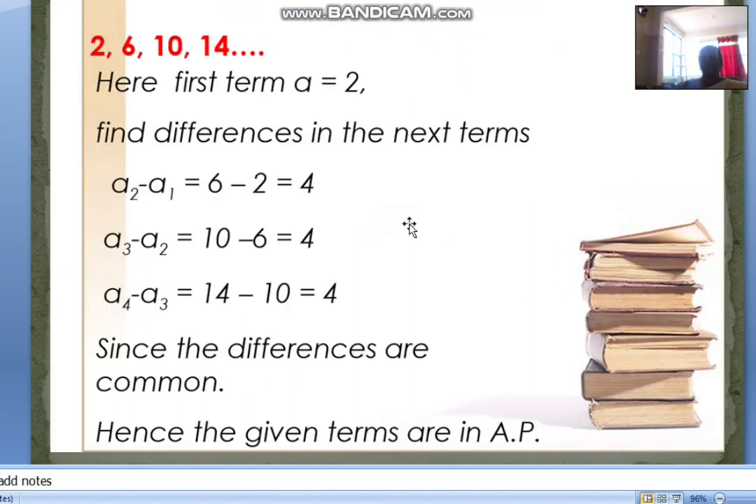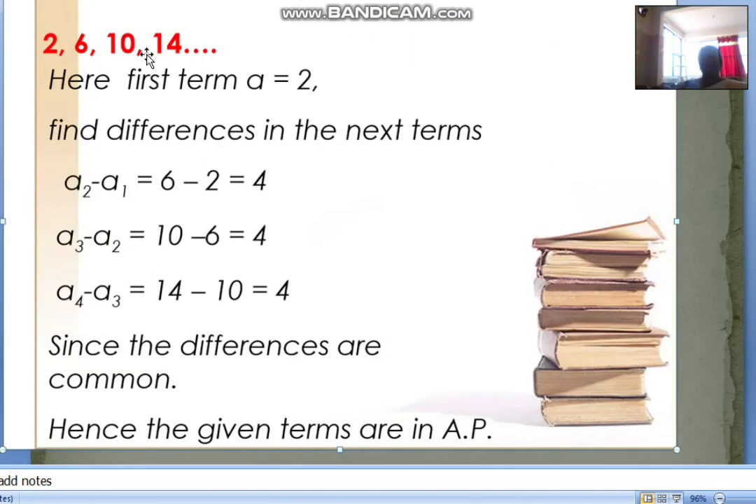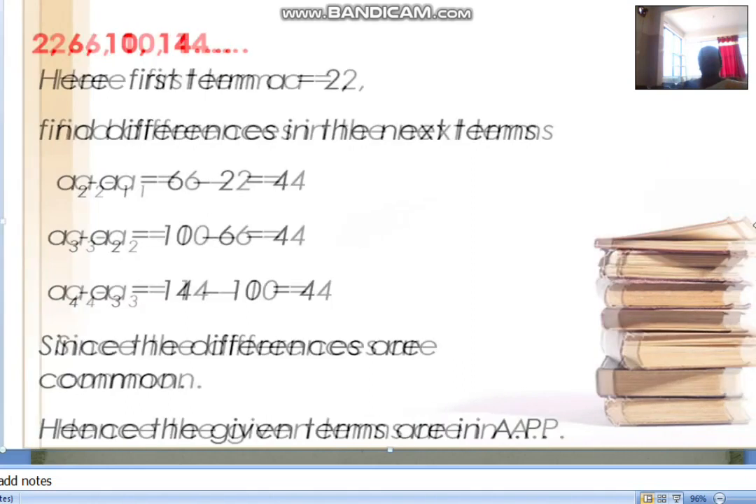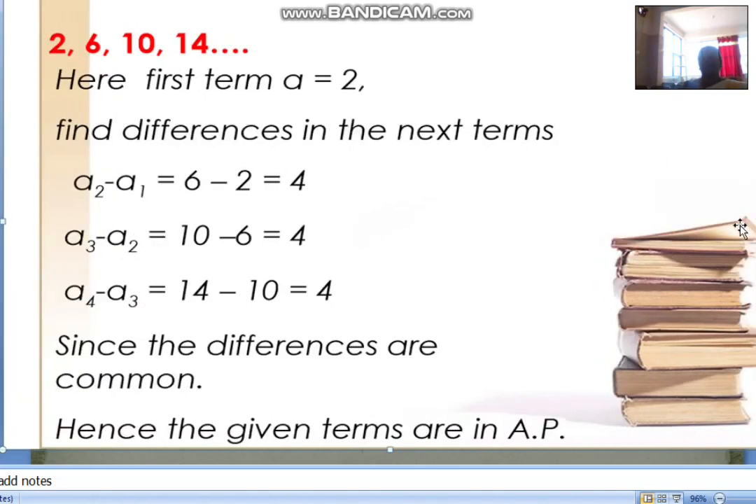And another example: 2, 6, 10, 14. Here the first term a is equal to 2, find the differences in the terms. So how to find the differences? Here 2, 6 means second term minus first term. The second term is 6. 6 minus 2 is equal to 4.